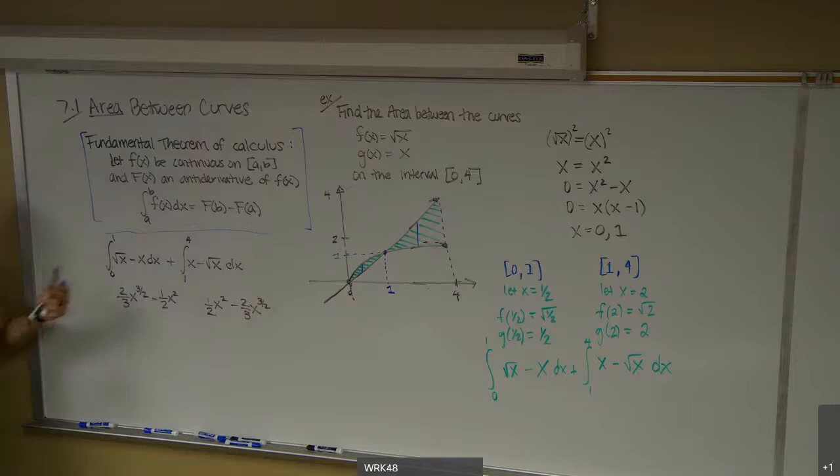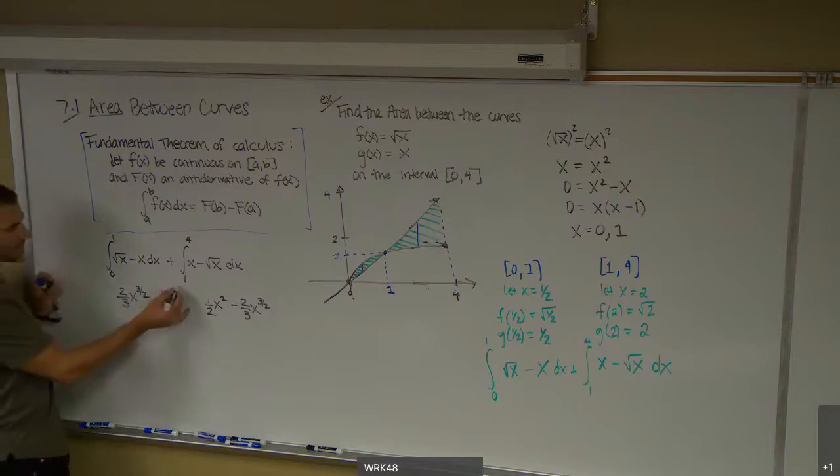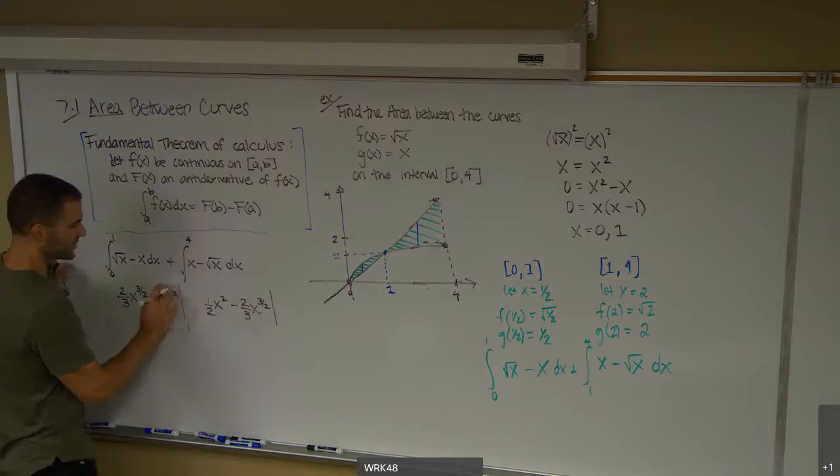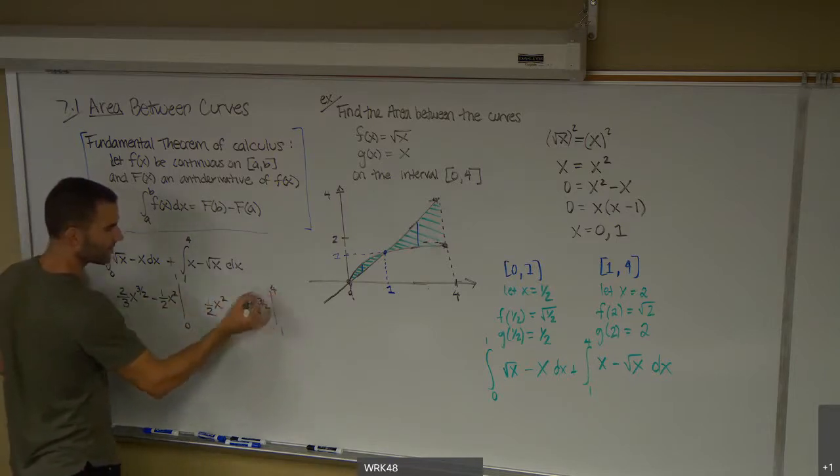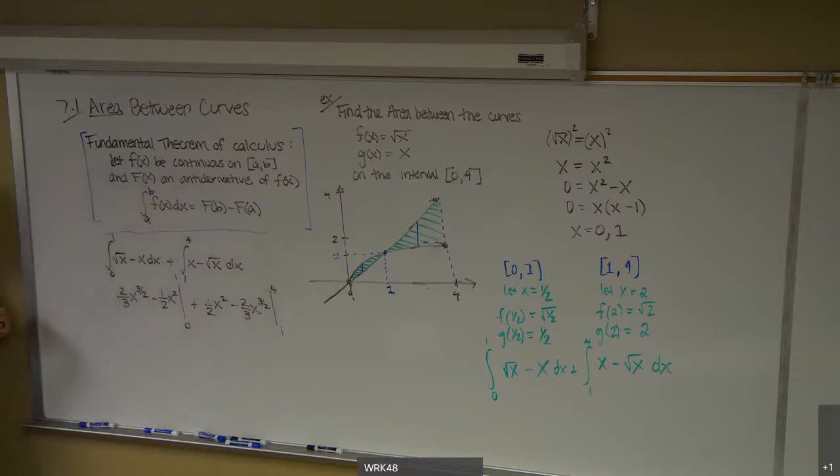So we take that antiderivative, and that's not our answer. We evaluate the antiderivative at the endpoints and subtract them. And so in this case, 0 to 1. In this case, 1 to 4. And we'll add these two values together. We'll measure this definite integral, we'll measure this one, and add their two values together.